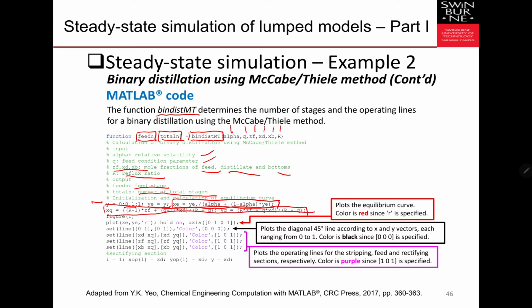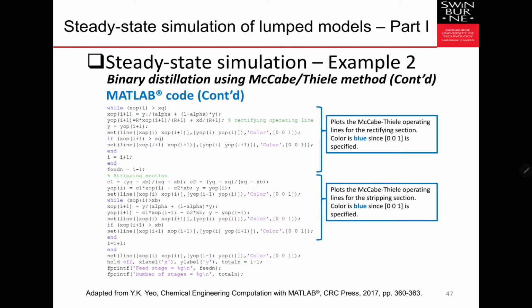And then we make a figure, a plot of xe with ye, which is the equilibrium curve. Then we set the line here, which plots the diagonal 45 degree line according to the x and y vector. And then these 3 lines are essentially plotting the operating lines for the stripping, feed, and rectifying sections respectively. The color is purple since 101 is specified.